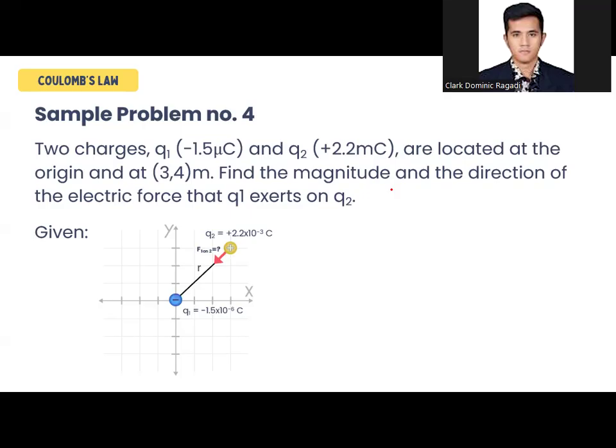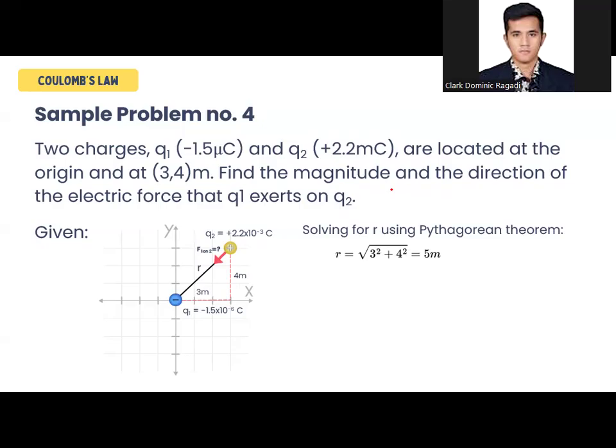So distance R. We can actually calculate distance R because we know that the distance along the x-axis between the two charges is 3 meters and the distance along the y-axis is 4 meters. So we can use the Pythagorean theorem. Let's solve for R: R is equal to the square root of 3 squared plus 4 squared. So that is 5 meters.